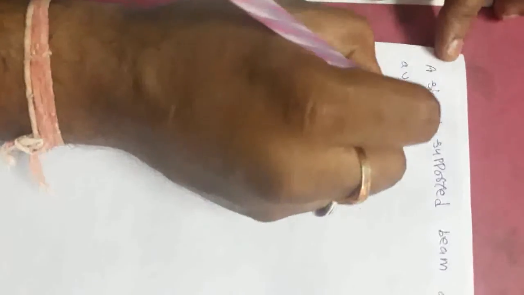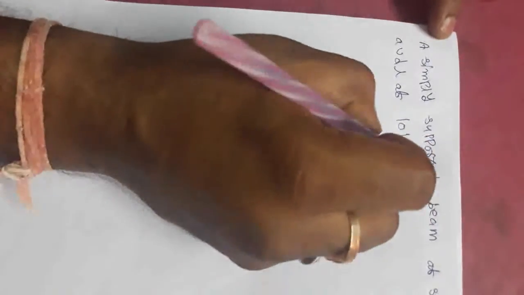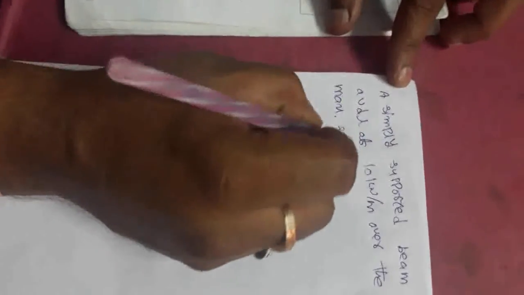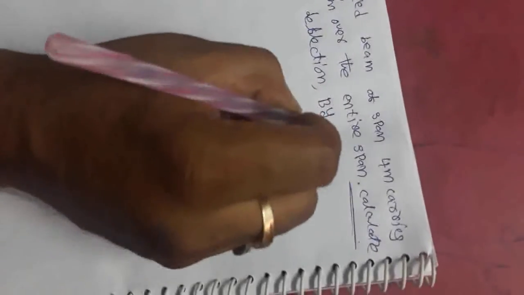SSB beam of span 4 meters carries a UDL of 10 kilonewton per meter over the entire span. So calculate, that is, determine maximum slope and deflection by using the moment area theorem.